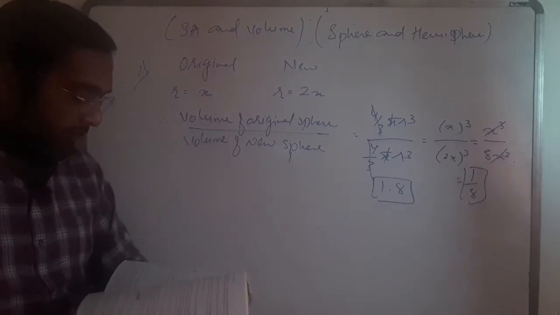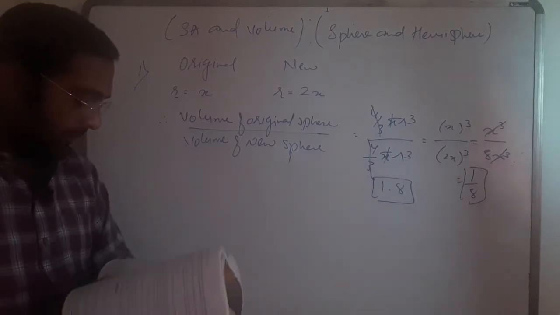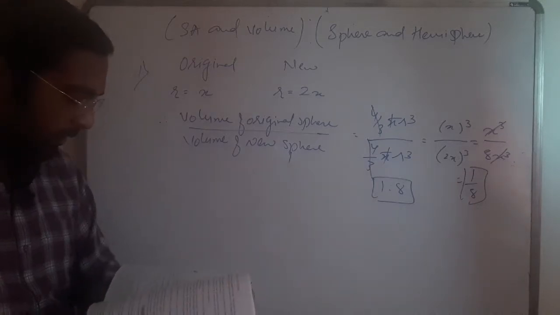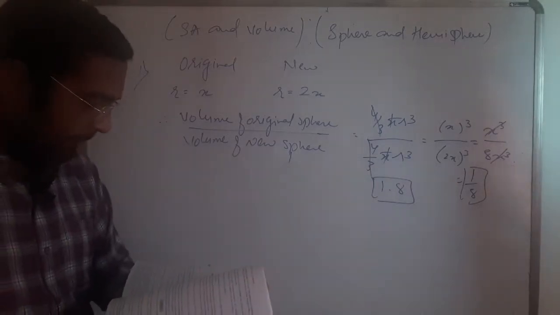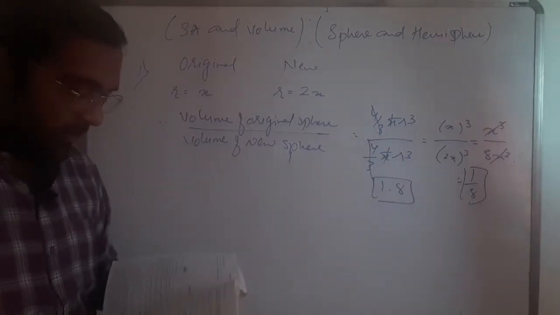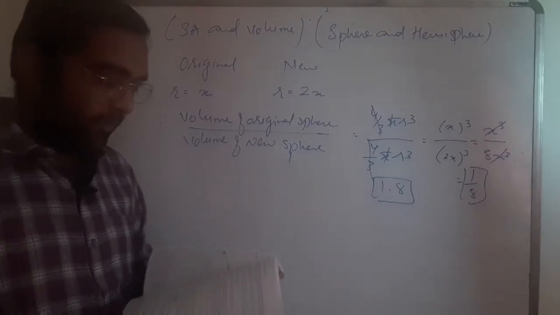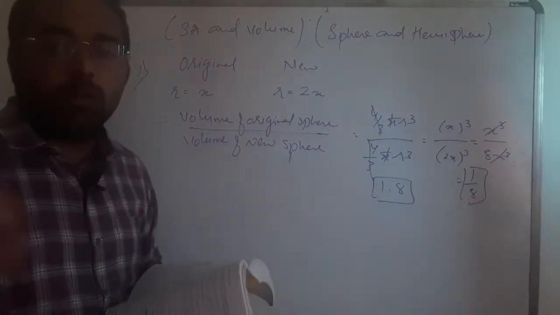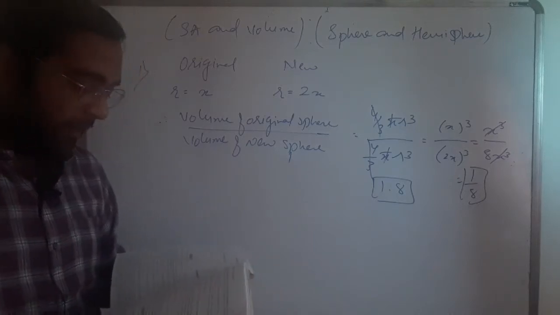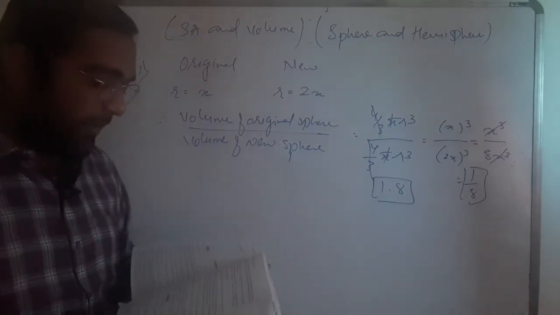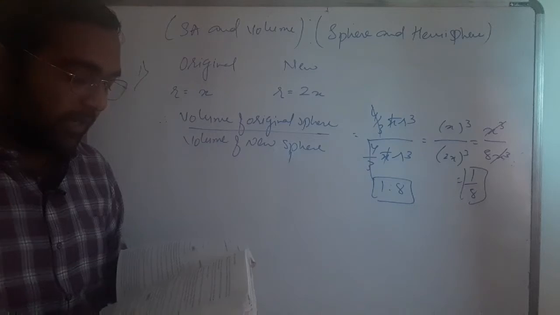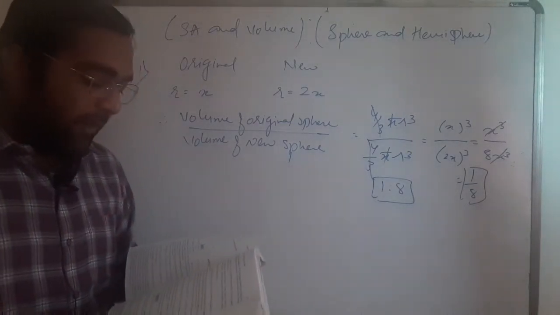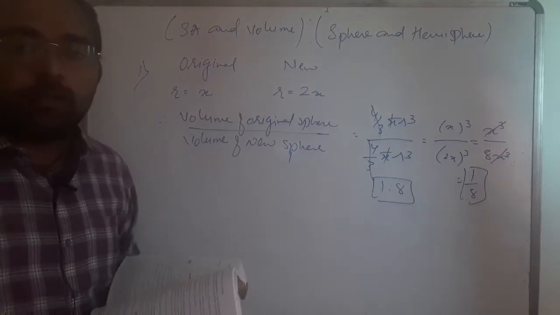Now we move to the next question, regarding the textbook. A hemispherical tank is made of iron sheet 1 cm thick. If the inner radius is 1 meter, then find the volume of the iron used to make the tank.